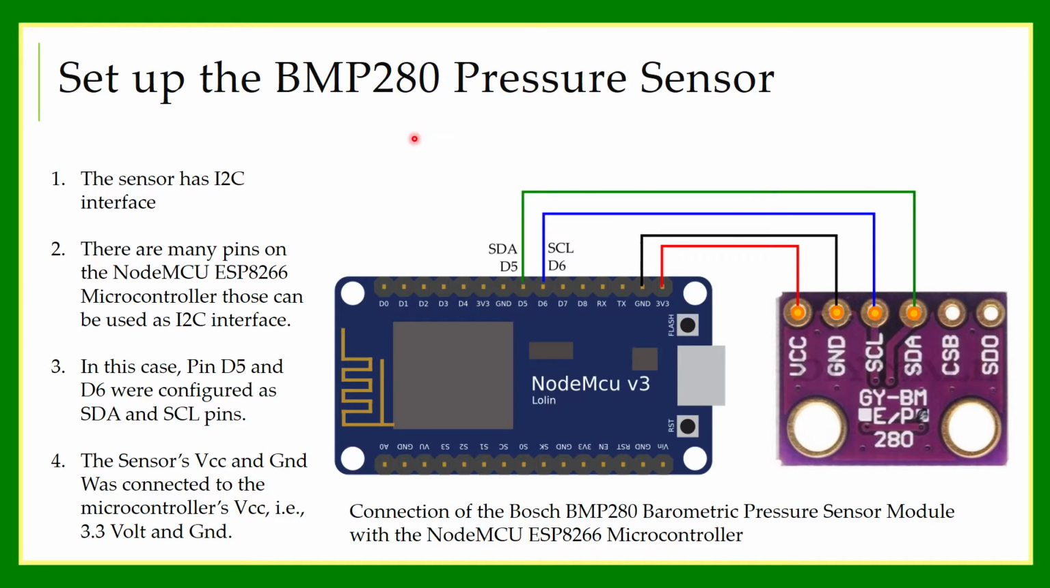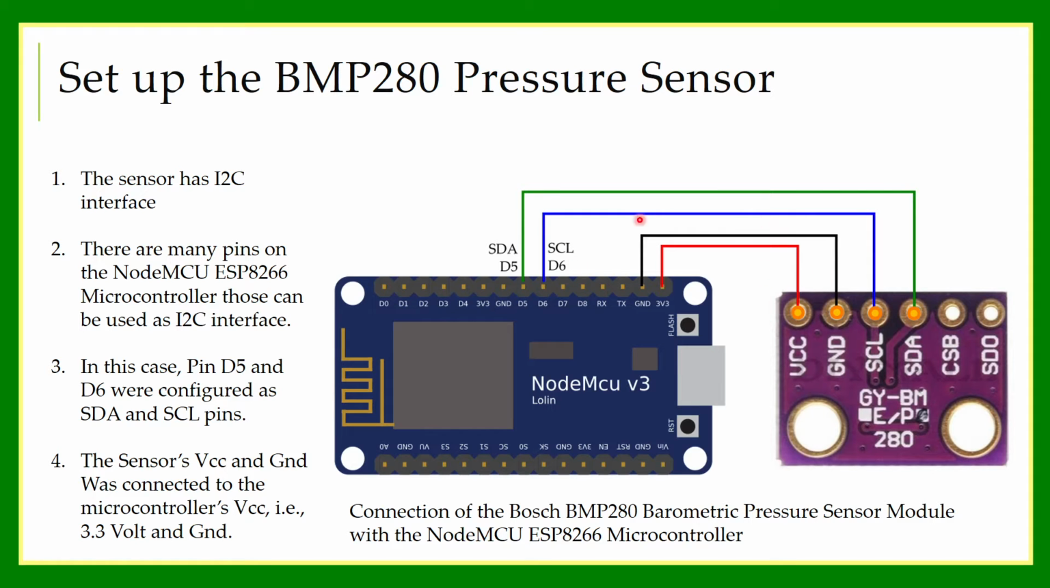Next one is the BMP280 pressure sensor. It has an I2C interface. That means the SDA and SCL, serial data and serial clock lines, need to be connected to the SDA and SCL on the Node MCU. In this case, the Node MCU can configure any of its digital pins as SDA or SCL. That has to be done from the program side.